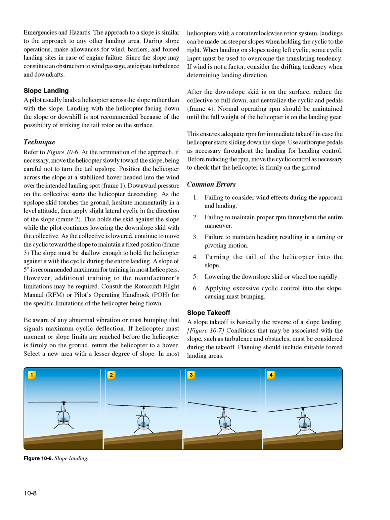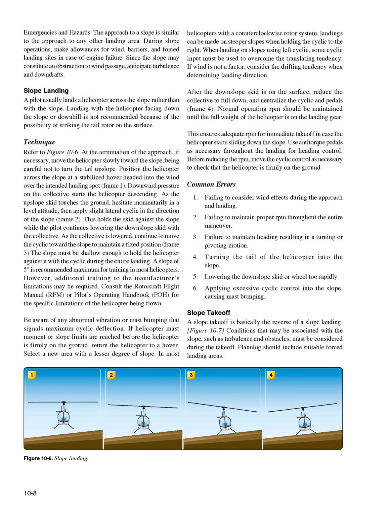After the downslope skid is on the surface, reduce the collective to full down, and neutralize the cyclic and pedals, frame 4. Normal operating RPM should be maintained until the full weight of the helicopter is on the landing gear. This ensures adequate RPM for immediate takeoff in case the helicopter starts sliding down the slope. Use anti-torque pedals as necessary throughout the landing for heading control. Before reducing the RPM, move the cyclic control as necessary to check that the helicopter is firmly on the ground.